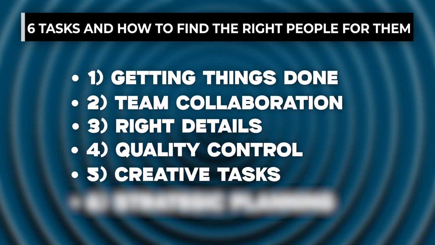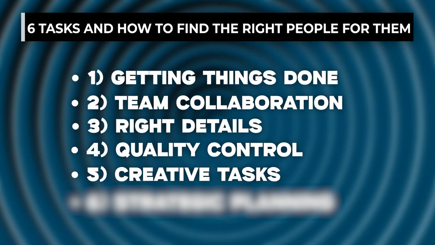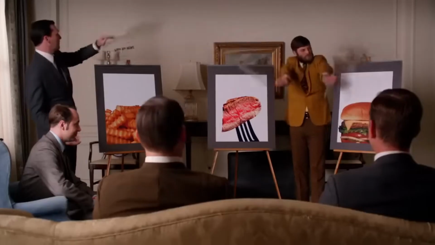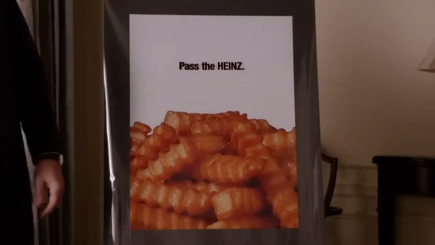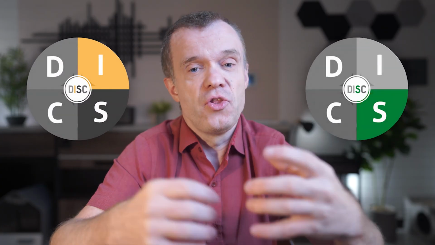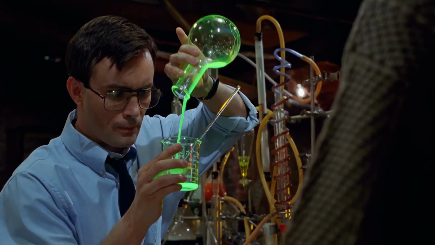Next up, we're looking at creative tasks. If you're having a creative task, that could be some designs, that could be creating a new logo. Again, you're looking at the right side of the DISC personalities. So you're looking for influential people or steady people. Those are generally the ones that are more right-brained and therefore naturally more creative individuals.